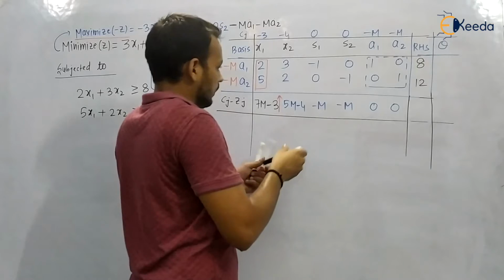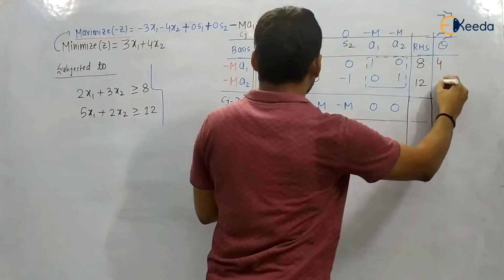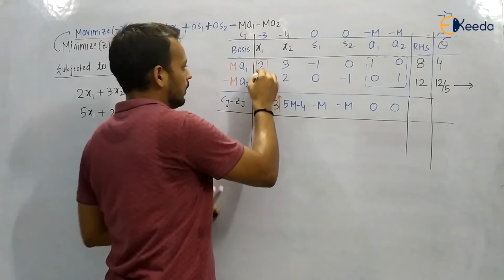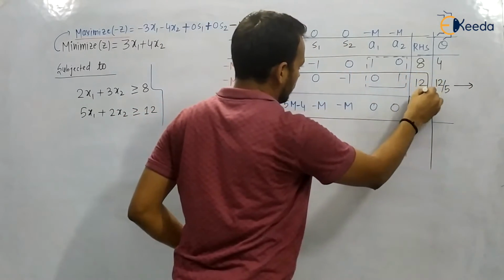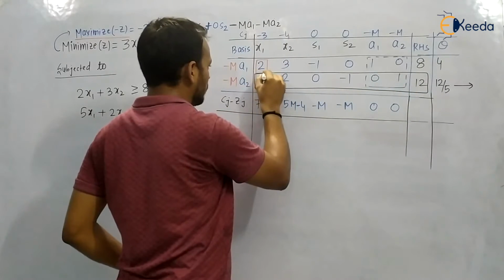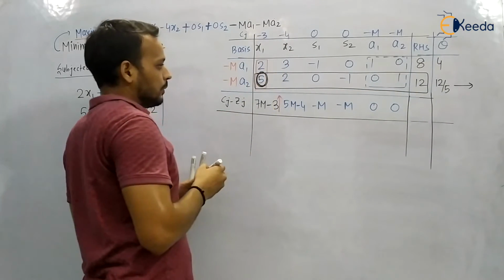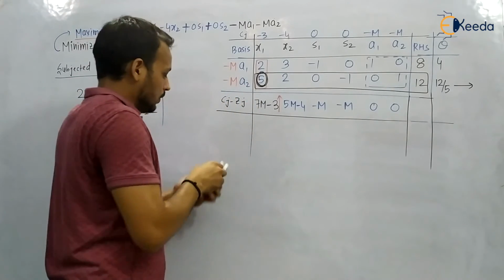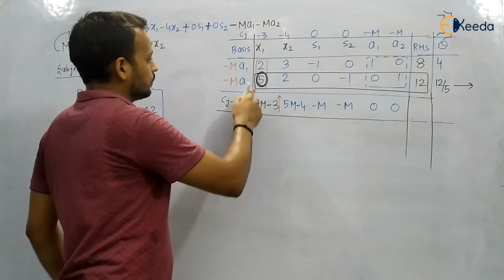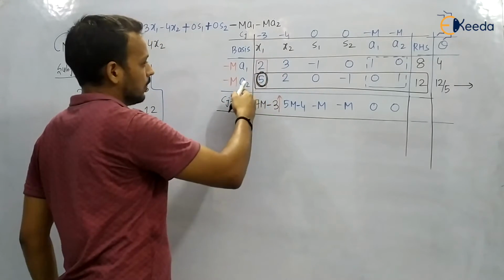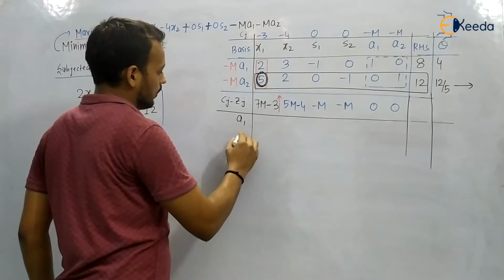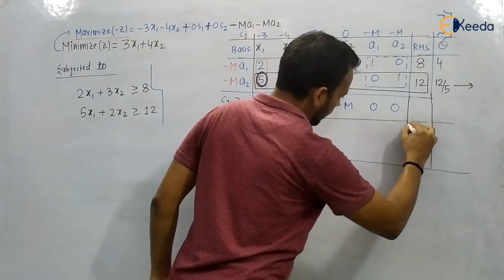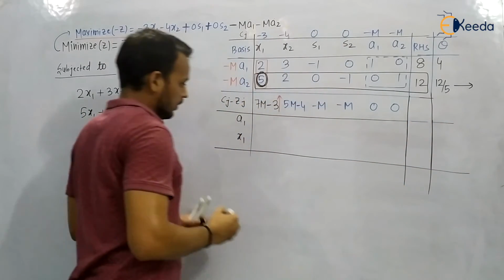Okay, so find the theta. Theta is going to be 4 and it is going to be 12 by 5. So this is going to be your outgoing variable. So this is going to be your key row, and this 5 is going to be your pivot element. Everything remains the same, the only new thing is M, the largest positive value. So what we will do now, x1 will come in and a2 will go out. So a1 and x1, and a2 will be the outgoing variable.